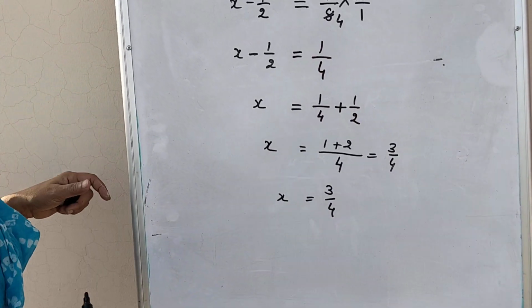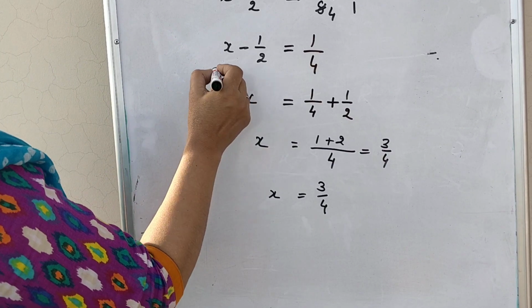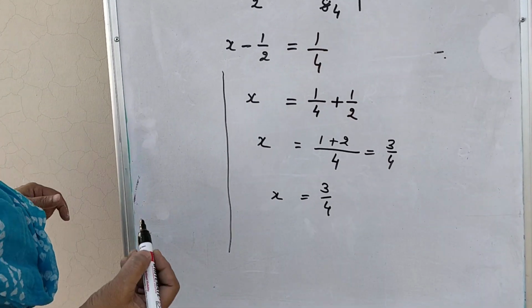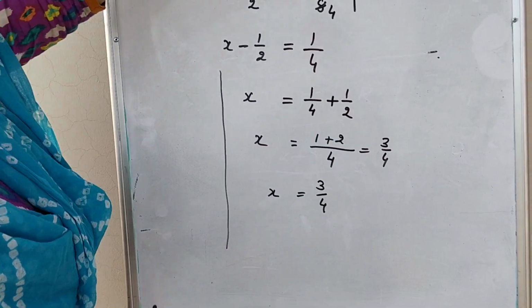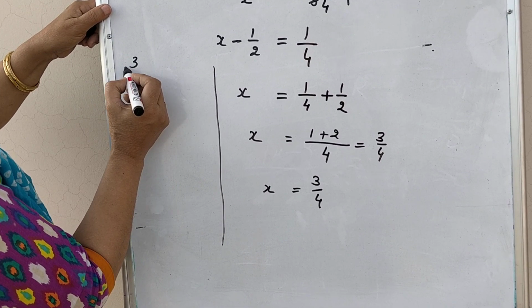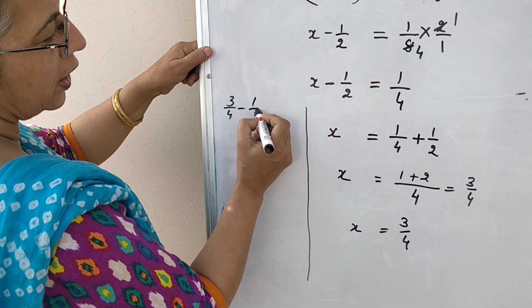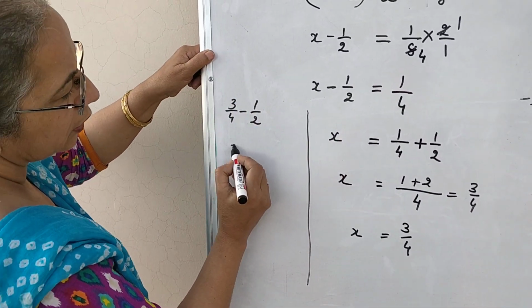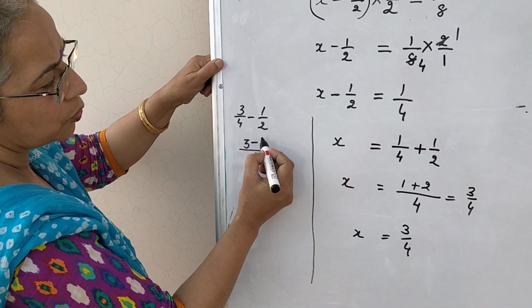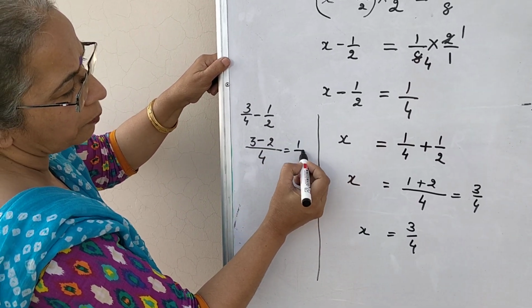You can check the answer in this question. See, is it right or wrong? x we have taken as the number, subtract half from the number. 3 upon 4, minus half, subtract it. 3 minus 2 is 1, it will be 1 upon 4.